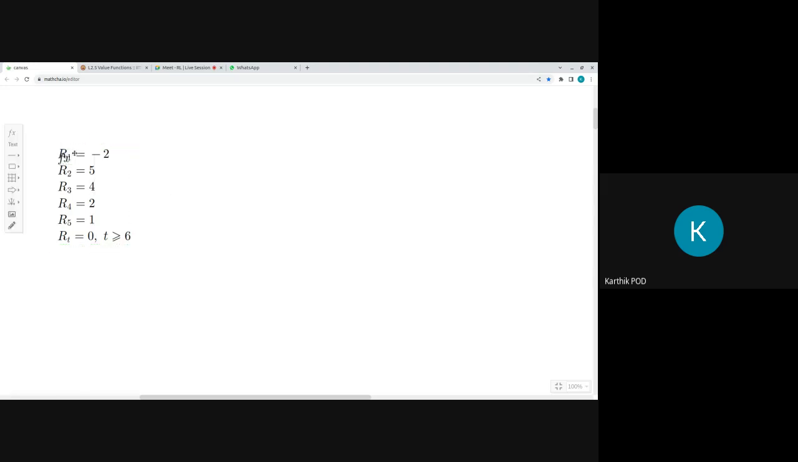So what do you think G5 is going to be? The return starting from state at time step 5 will be R6 plus gamma R7, plus gamma squared R8, and so on, right? What will this be? This will be 0, right? Essentially, given that R_t is 0 from then on. So this will be 0, as you said. So this is G5.